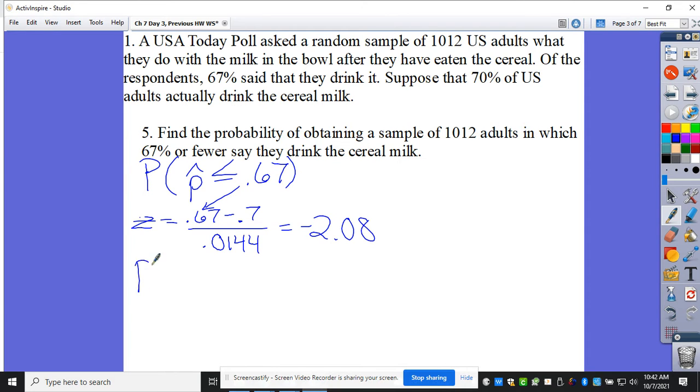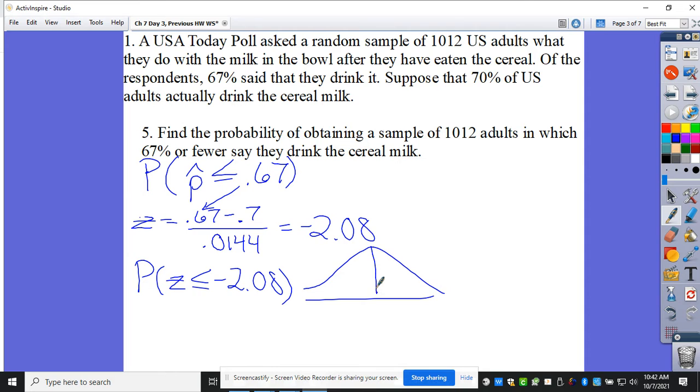So I'll rewrite that. A negative z-score is over here. Which way do I shade? Left, because it's less than. You end up getting 0.0188 here. That's your area, your answer, your probability there.